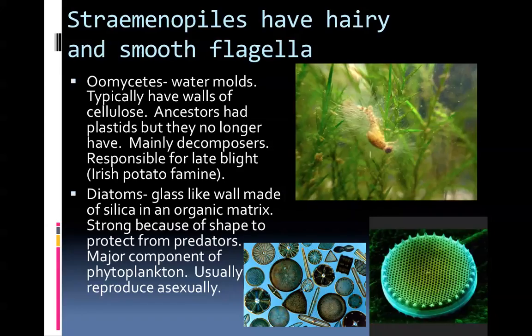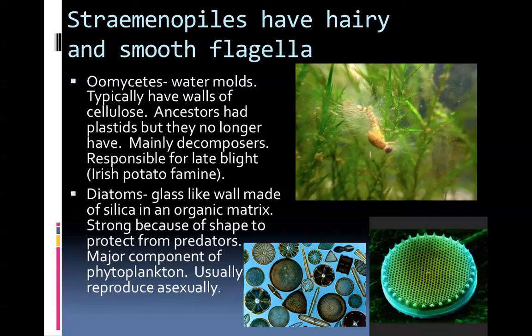Alright, so the next group that we're going to take a look at is the straminophiles, and what makes them special is that they have two different types of flagella, one that underneath a microscope looks hairy and one that looks smooth. You can find a diagram of that on page 558 of your text, figure 28.13, to get an idea of what types of flagella these organisms have.